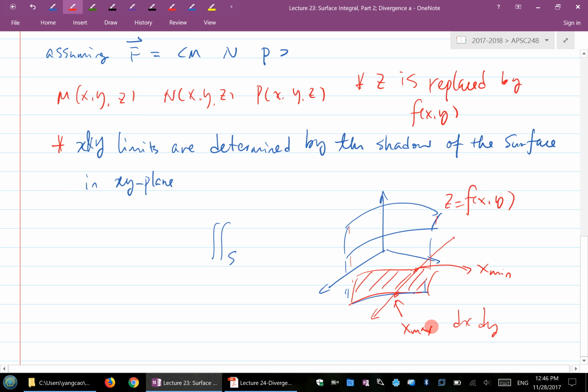Okay, so as you're going from x min to x max, then basically what happens on the top is you create essentially the green curve, right? The green curve there. Okay, so scanning from here to here, creating this curve segment on the surface.